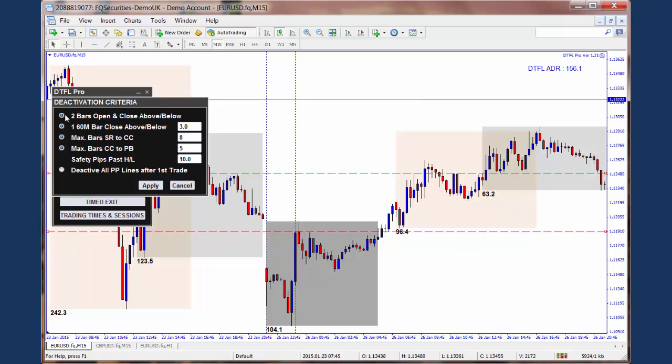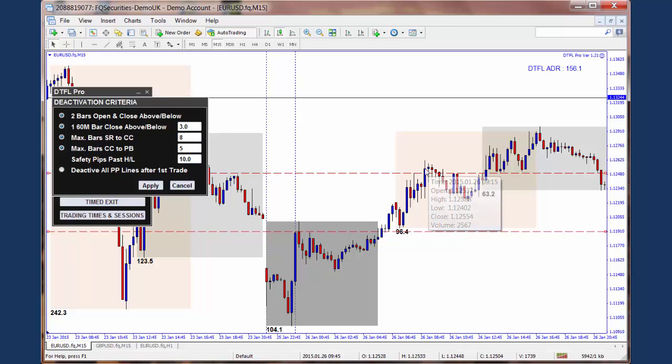So it's your choice really which way you want to go, whether you want to use both of them or just use them individually, whichever you prefer. There's merit to using both of them. I haven't got any particular preference, and you'll make your own decision about that. So that shows you, under deactivation, the first one, which is 2 bars open and close above or below the line, and then the second one is the hourly close above or below the line. When I'm talking about above the line, we're talking about upper PP levels where things are closing above. If we're talking about lower PP lines, then we're talking about candles closing below the line.